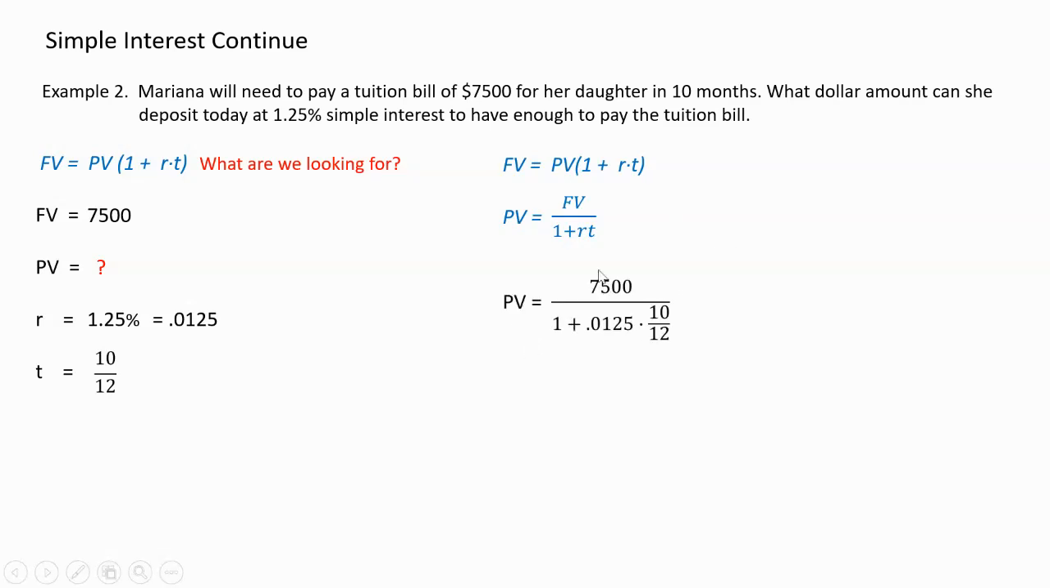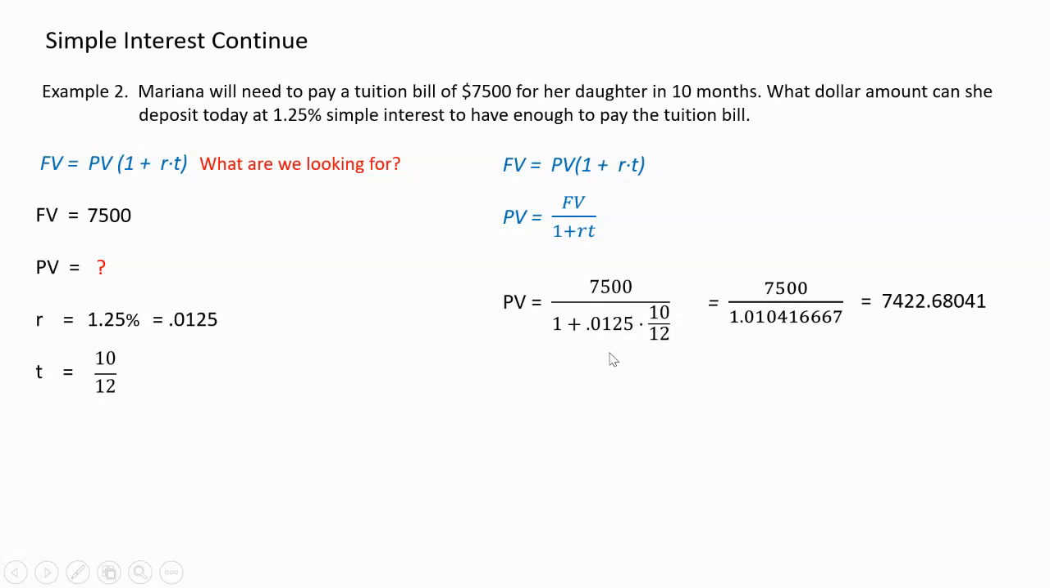So the present value, we plug in the future value, and then we plug in the 1 plus the interest rate R times the time in years, which is 10 divided by 12. Now if you want to use this formula, you can, but you have to make sure that on the bottom, the denominator, you put parentheses, because it's 7,500 divided by the whole thing in the denominator. Because if not, your calculator is going to follow PEMDAS, the order of operations, and that's a common mistake that students make. Okay.